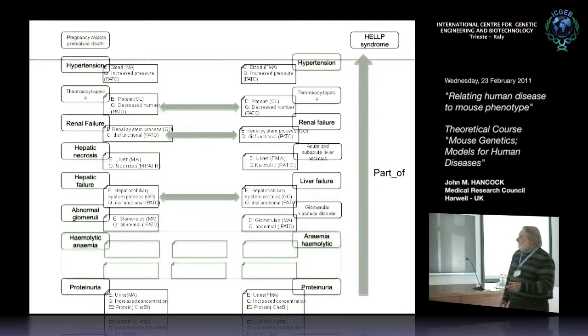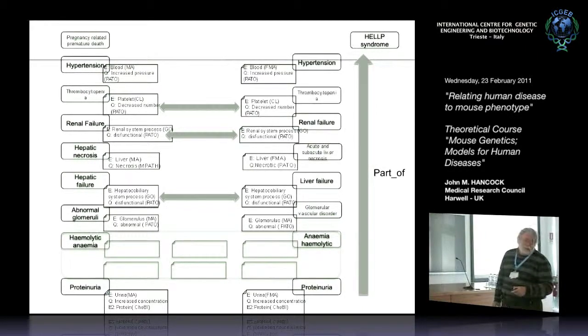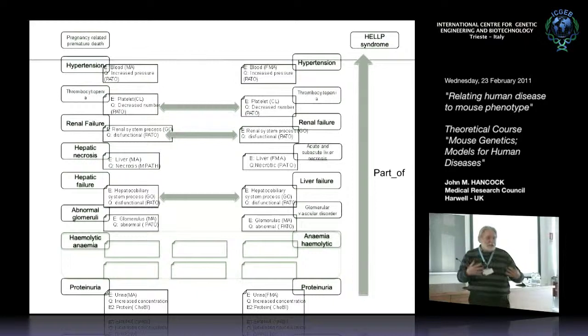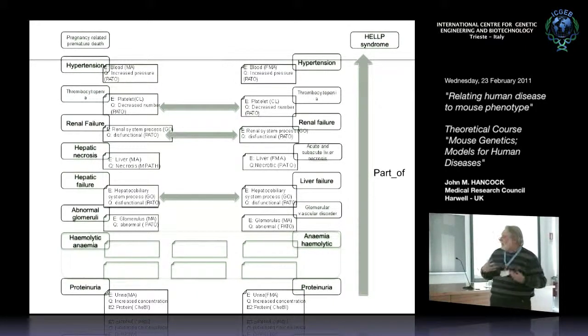Again, glomerular vascular disorder, which is not exactly the same as abnormal glomeruli, but that's the best we have in MP, in mammalian phenotype. But they can be mapped across because they are abnormal glomerulus concepts. So again, if you break these kind of things down, you can map across species even though you don't have an exact match.